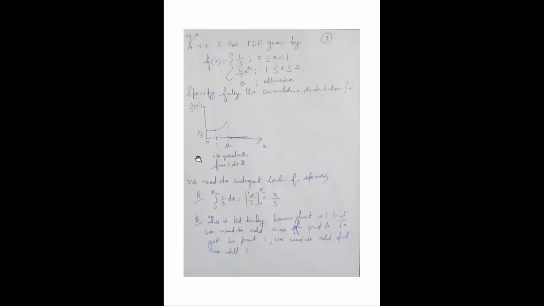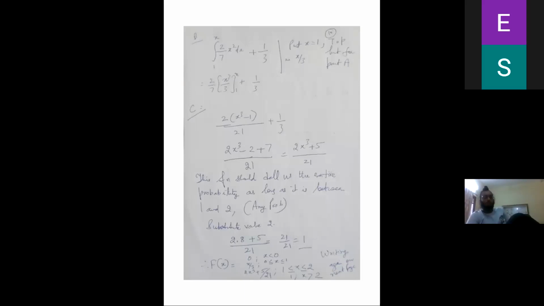The function should tell us the entire probability as long as it is between 1 and 2. And this function of 2x cubed plus 5 should tell me the probability between 1 and 2, because between 0 and 1, the cumulative distribution function will be x by 3. But between 1 and 2, this will be my function. So this is a little bit tricky. When you get such questions in the exam, please remember that for finding the cumulative distribution function for this second case, you will have to add the first one also, right?